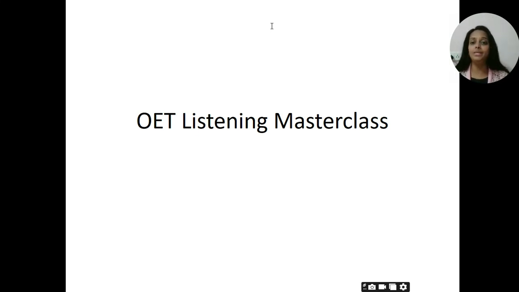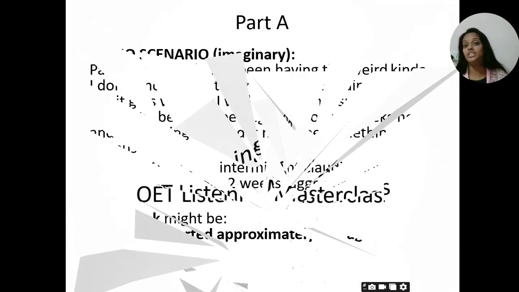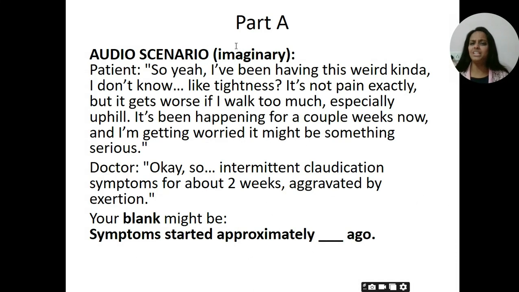So let's break this beast into three parts: part A, part B, and part C. And for each, I'll give you real time examples and what to actually do, not just listen carefully. Part A, consultation extract. All right, so this part sounds easy. You will hear two short dialogues between a patient and a healthcare professional. You just need to fill in the blanks, right? Wrong.